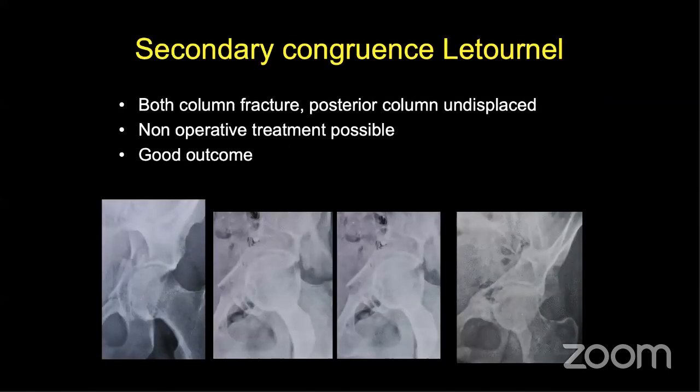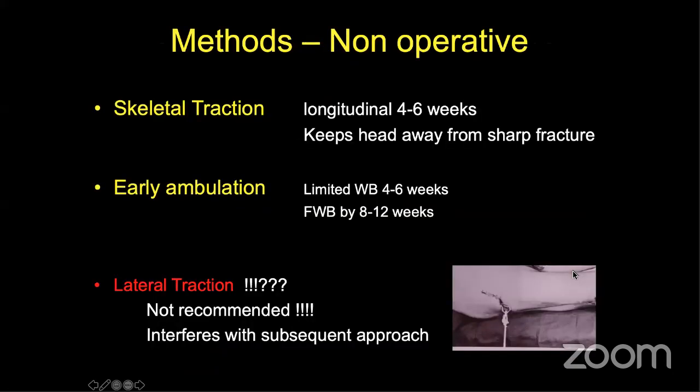This is something called secondary congruence, which was described by Letournel. This is an associated both column fracture where the whole acetabulum drives medially into the pelvis, but both the columns stay together. So the congruency of the hip joint is maintained. Okay, and this has a good outcome after healing. And we have several of these elderly patients who come back to our clinic with good secondary congruence, and they go on for years and years without any secondary arthritis.